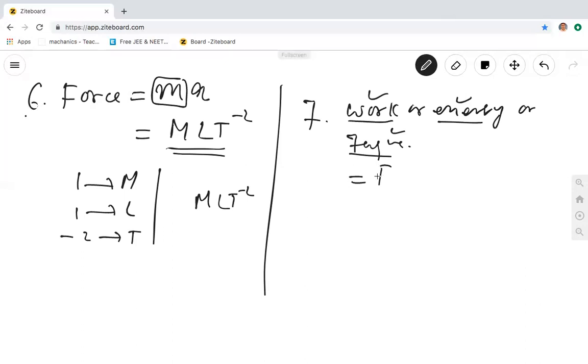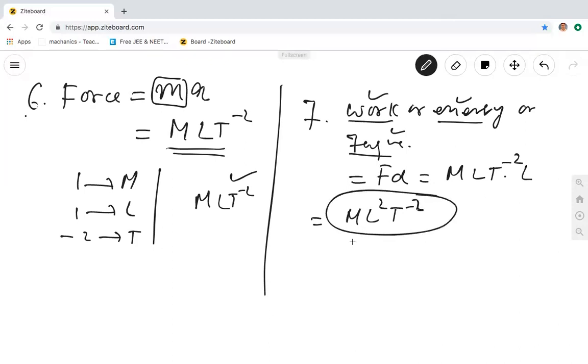So work is force into displacement. Force is M L T minus 2 here, into displacement L. So it is M L2 T minus 2. This is the dimensional formula, and it belongs to all sorts of energies. So if somebody asks you the dimensional formula for chemical energy, you don't need to derive a formula or even have an equation for chemical energy. You just write this, because this is the dimensional formula for energy, and all forms of energy have the same dimensional formula.